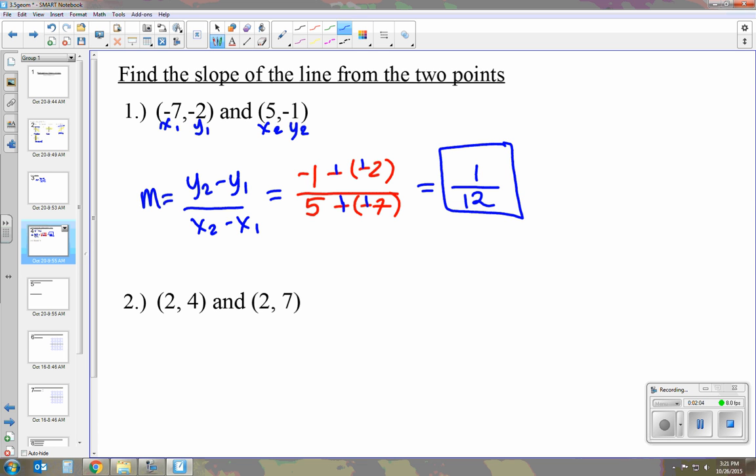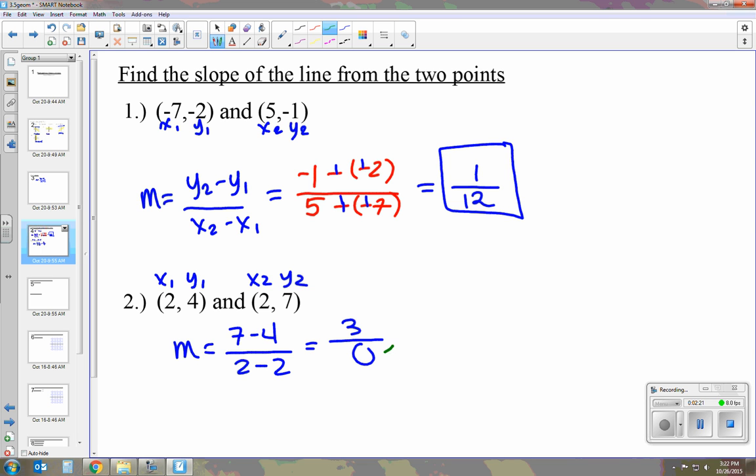Let's do another one. We label first, and then plug into the formula. 7 minus 4 over 2 minus 2. And this is going to be 3 over 0. Now, whenever we have a 0 in the bottom, in the denominator, that is going to be undefined. And that is an undefined slope.